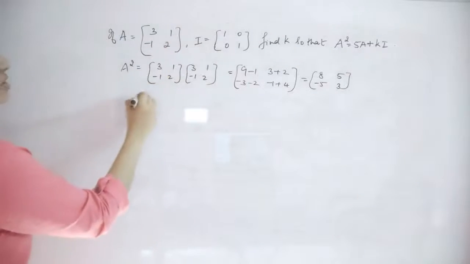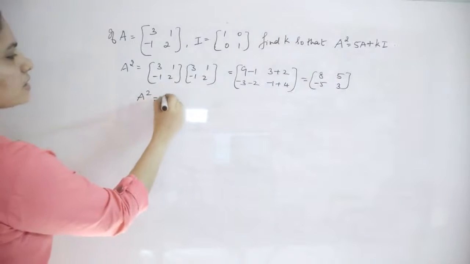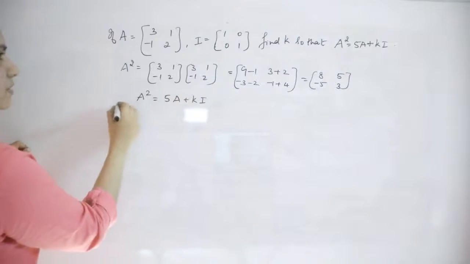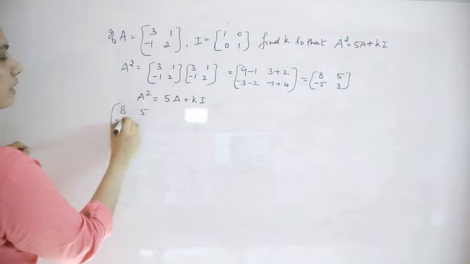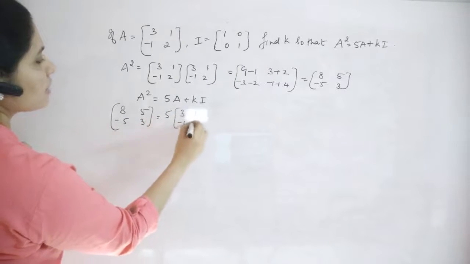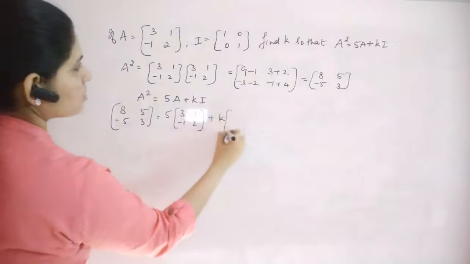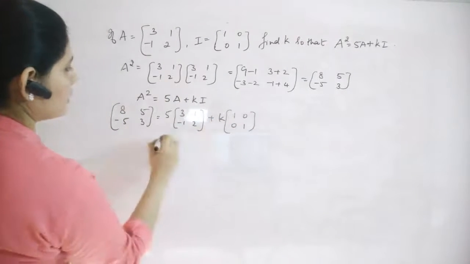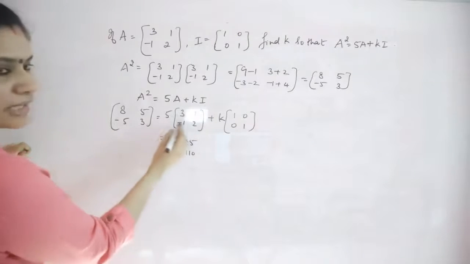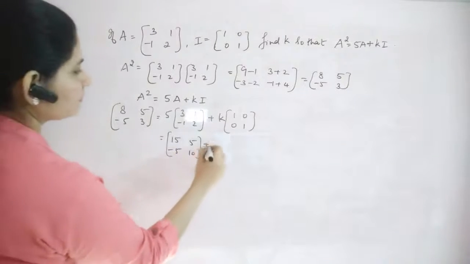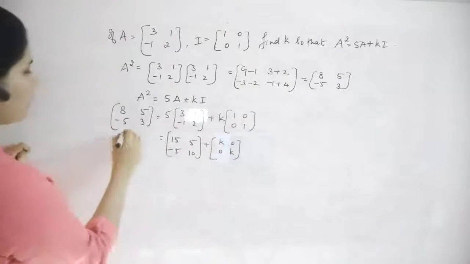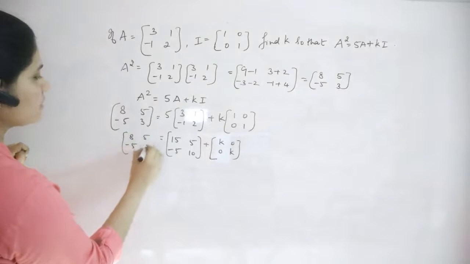Now we can use the equation. All the values we know, that's why. So given a square is equal to 5a plus ki. Replacing the values, you will get 8, 5, minus 5, 3 is equal to 5 into what is a? 3, 1, minus 1, 2 plus k into I, which is 1, 0, 0, 1. This will give you 15, 5, minus 5, 10. We are multiplying 5 with each term. Here it is k, 0, 0, k. And this is 8, 5, minus 5, 3.